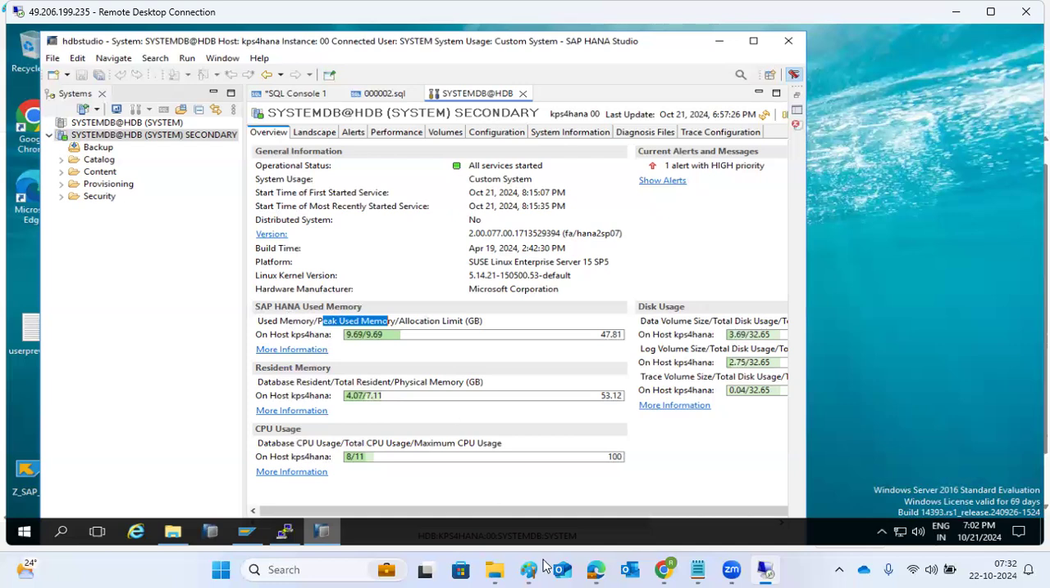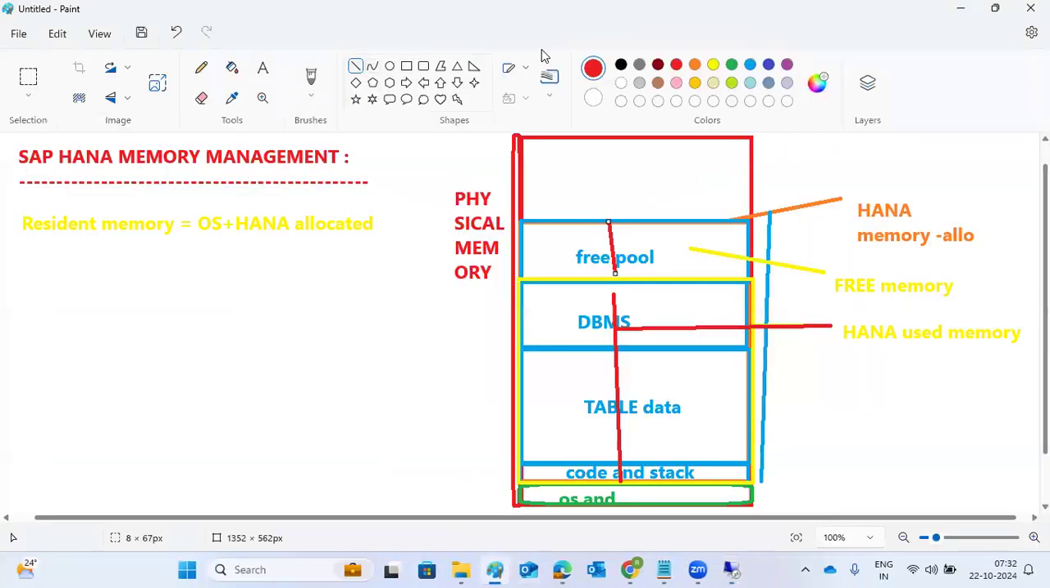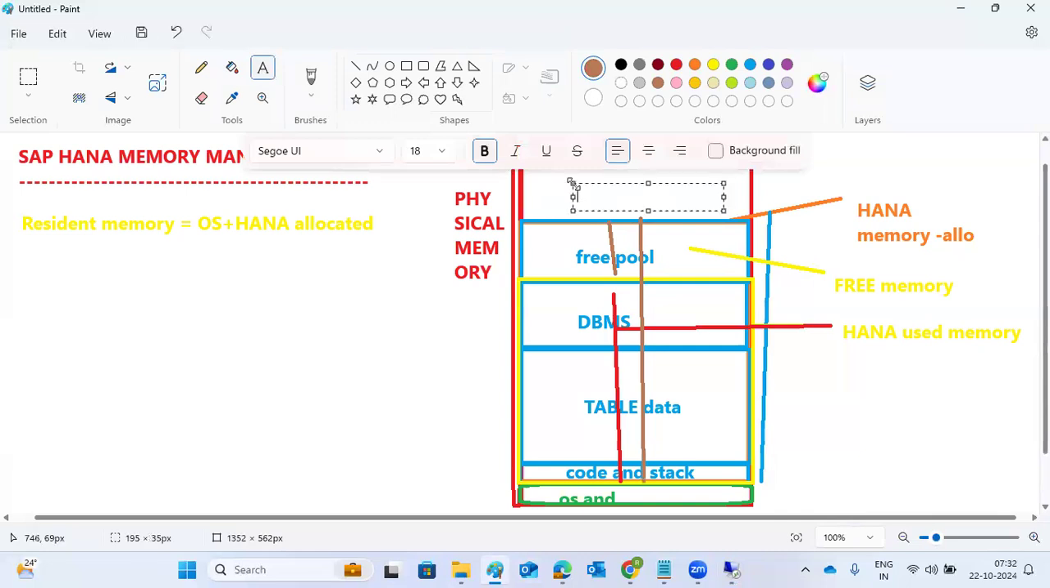Here, what exactly happens when the HANA operations are running on the computer? Anyhow, it will start using all this memory. It will start using all the free memory here. When the HANA free memory is over, then your system will go to the physical memory, the free OS memory.